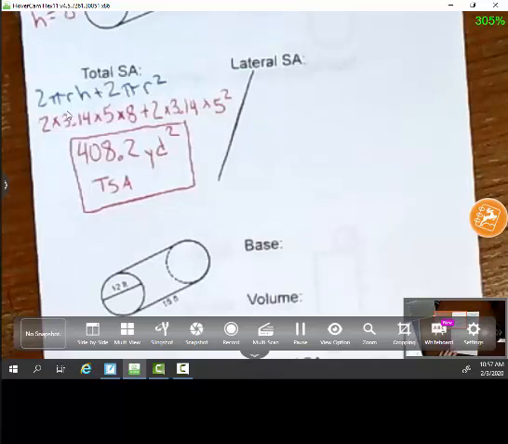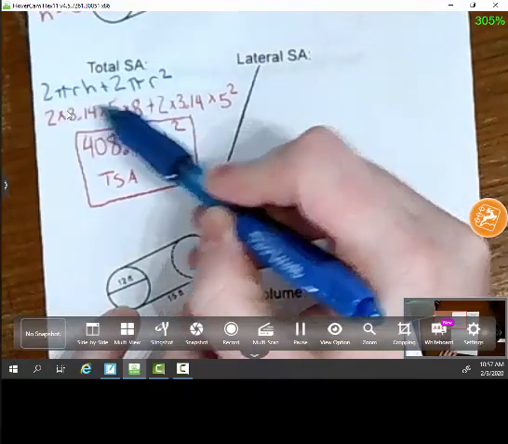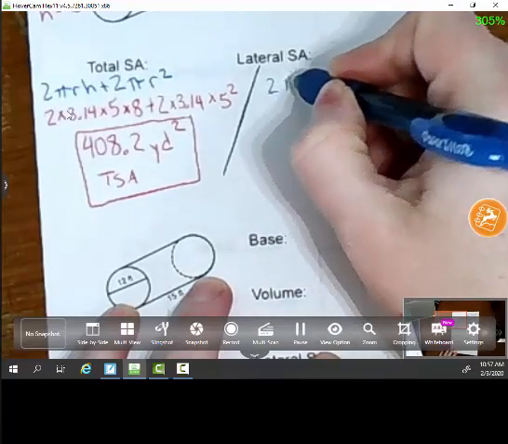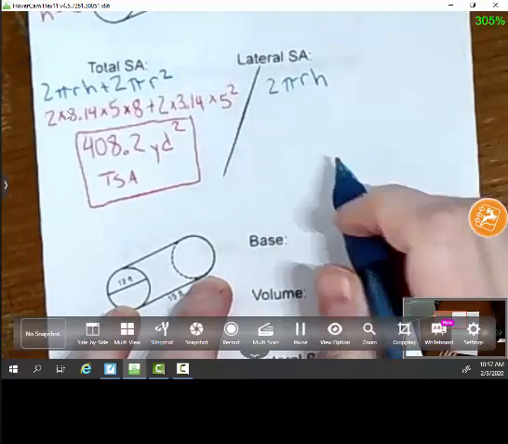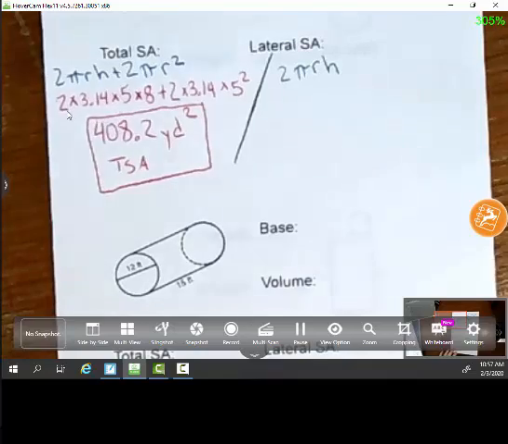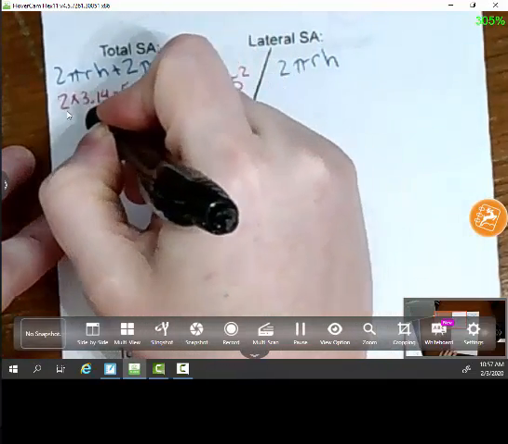Wait, is lateral easier? Lateral is shorter because it doesn't have those 2 bases. So lateral is just the first part, right? 2 pi r h. Lateral is just this first part.